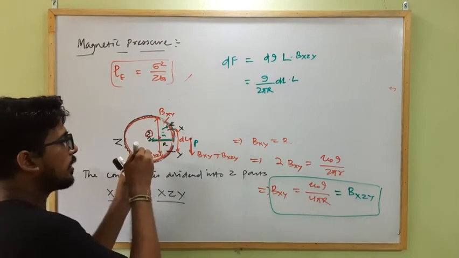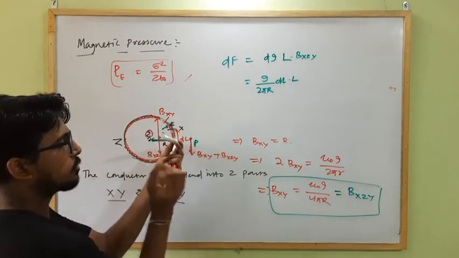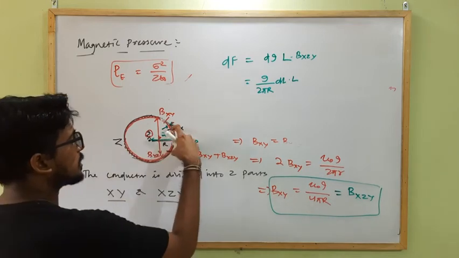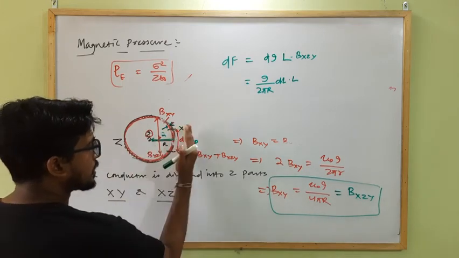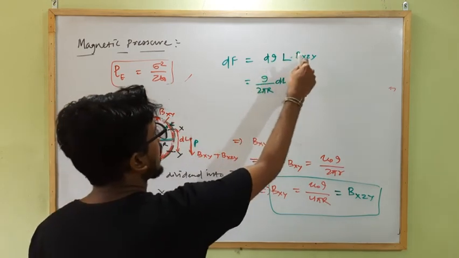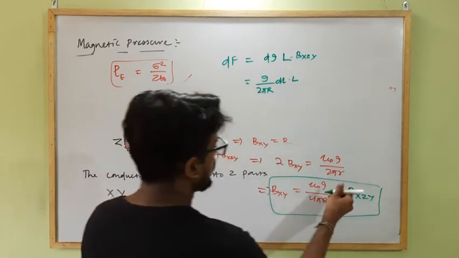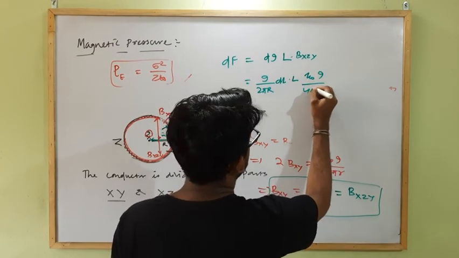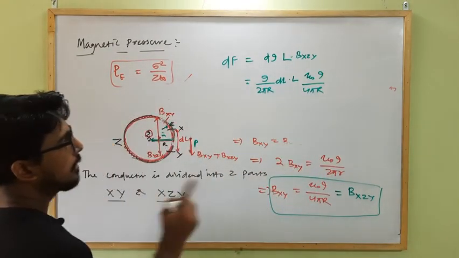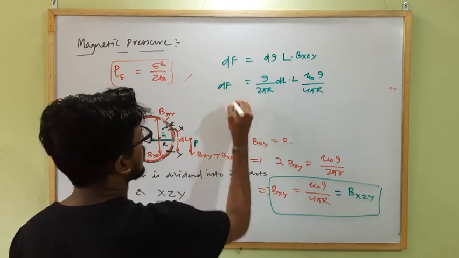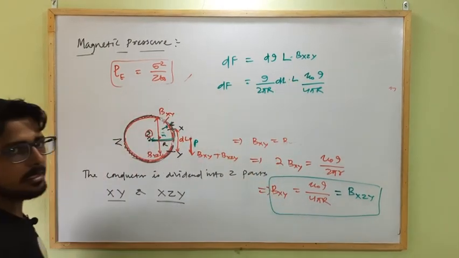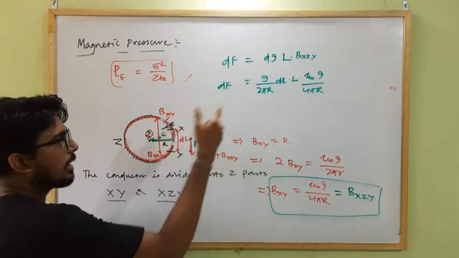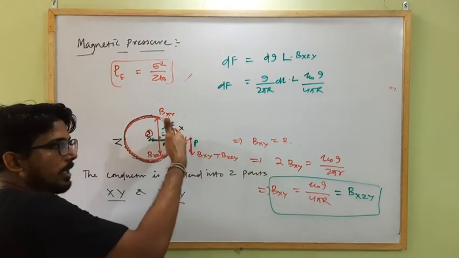The current carrying conductors are like this into the plane. So I am calculating the force for a current carrying conductor which is into the plane. This is the width of the current carrying conductor and it is placed into the plane, and this is the length. And B of xyz is how much? Mu naught I by 4 pi r. Clear? This is df. What is dl into L? dl is this width and L is the length into the plane.